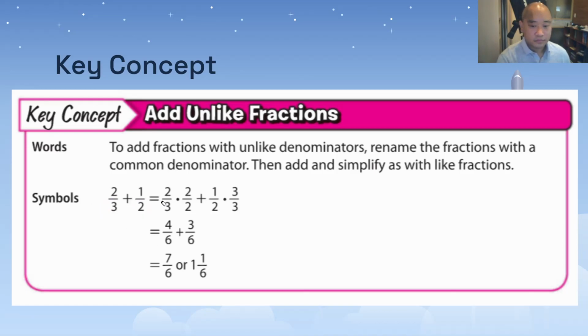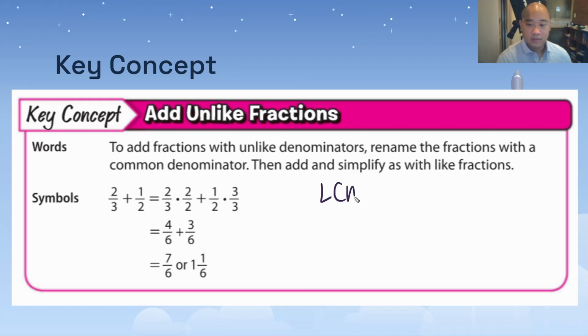Well, one way is just to multiply these two numbers together. You will always get a common denominator if you multiply them together. If you do that, though, sometimes you'll get a denominator that's large, and it would be better to not do it that way. The best way to do it is to find the least common multiple.